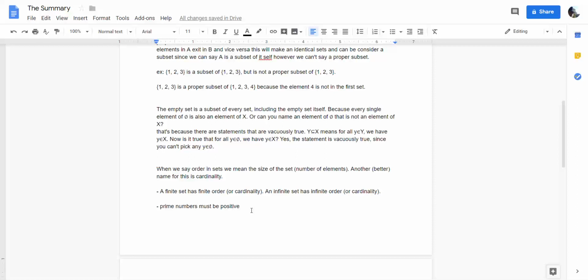the order. If someone says the order of a set, what does that mean? We know that the order is basically the size of the set, or the cardinality. For a finite set, the order is finite, and for an infinite set, the cardinality is infinite.